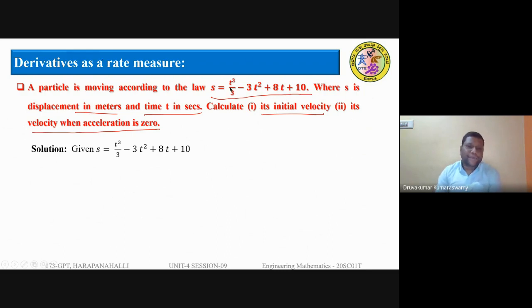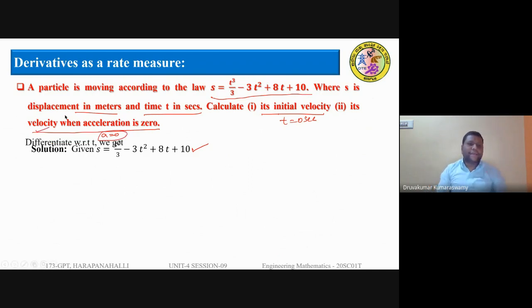A particle is moving according to the law s = t³/3 − 3t² + 8t + 10. That is given. What we have to find is the initial velocity, that means t = 0 seconds, and we have to find the velocity when acceleration is equal to 0.